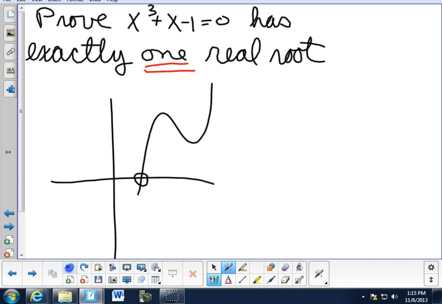Prove only one root. Now, you could graph this thing and look at the picture and go, oh, you have to cross this. Back so soon? Yeah, I'll make this here. Okay, thanks.